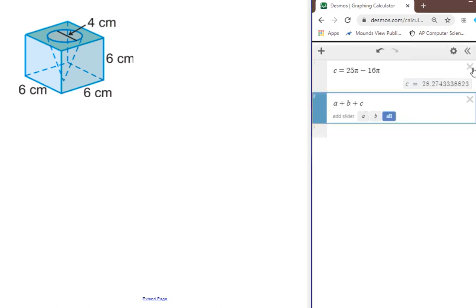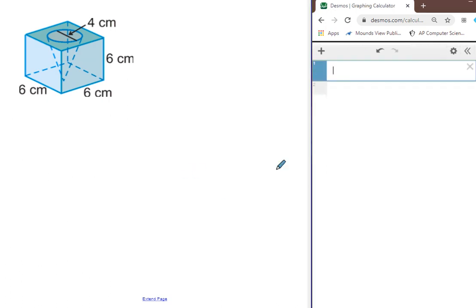In this problem, we have a cube with a pyramid cut out of it. So on the left side, let's go ahead and just work with volume. And basically, all we have to do is take our cube and subtract our cone. So we just need the formulas for those. So our cube, I mean, it's length times width times height, so that's just going to be 6 times 6 times 6. That's easy.